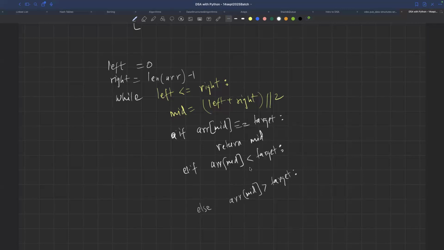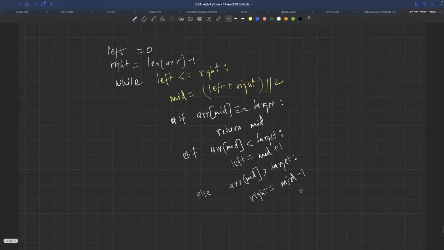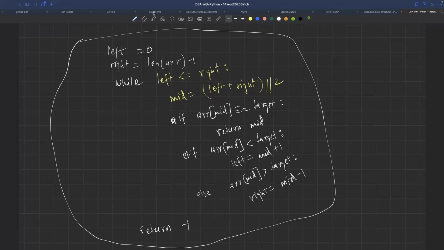So if it is less than target, then what are we saying? We're saying that left is equal to mid plus 1. And if it is greater than target, then we'll say right is equal to mid minus 1. After doing all this, if we are not able to find anything, then that means that number does not exist. We will return minus 1. This is the code for binary search. This we should have on our fingertips.